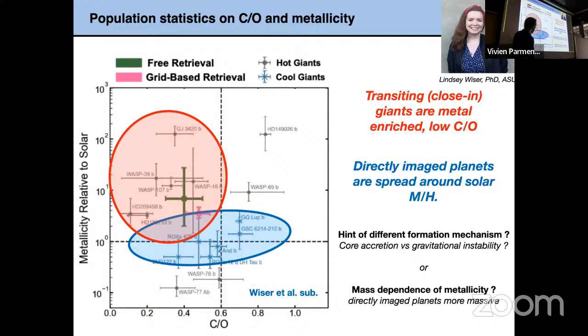But what we can already see is that those two populations from these first 2 years of data seem different. So we already have some insights, which could be due to different formation mechanisms, or a mass dependence on metallicity, because those are usually more massive because they're easier to observe. So there's plenty of bias to uncover here. But we have the capability now to say that they look different, whereas we didn't have it before. I think that's one step forward.